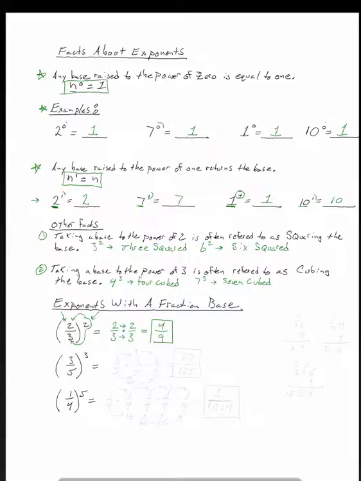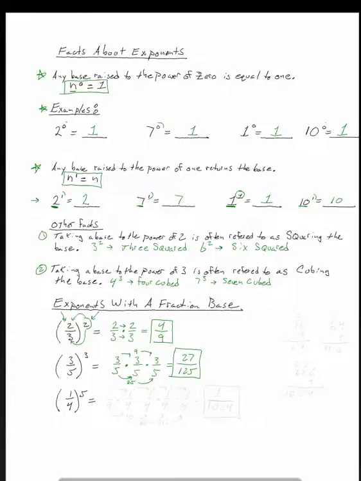In our second example, we have 3/5 raised to the power of 3. That's going to give us 3/5 times 3/5 times 3/5. Now we just multiply straight across. 3 times 3 is 9. 9 times 3 is 27. 5 times 5 is 25. And 25 times 5 is 125. So our final answer is 27 over 125.